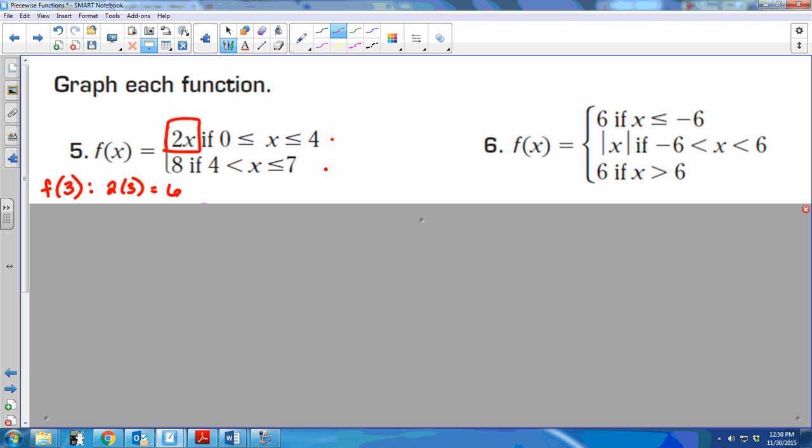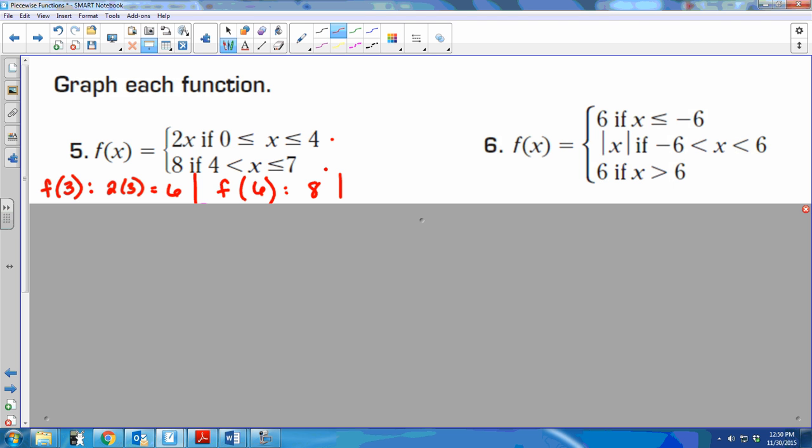Questions about that? If I asked you, what is f of 6? Does 6 fall in the first interval or the second interval? The second. It's between 4 and 7. So if x is between 4 and 7, then y equals 8. So the answer is just 8. There's nothing to plug in because it just said y equals 8. It just says that if it's going to give you function notation values, you have to find them.